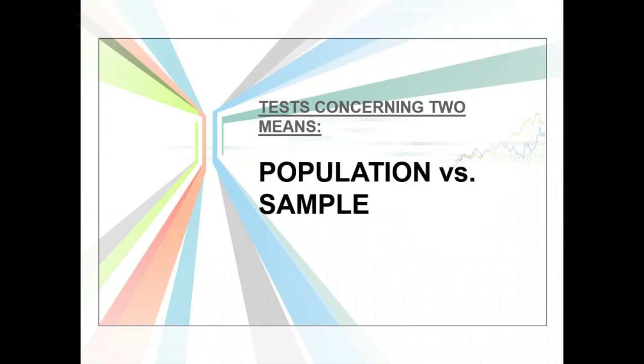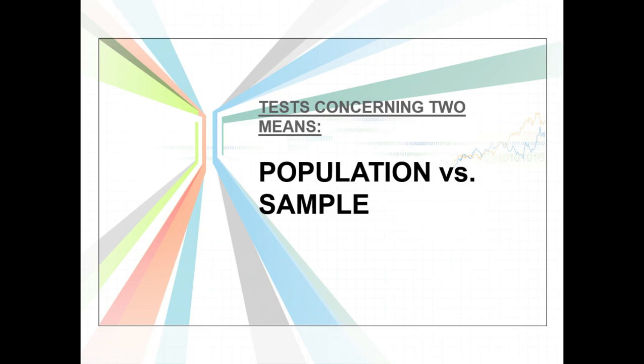Hello guys, so this video is the first of the series of our lectures on tests concerning two means. The series consists of three videos or three lectures. The first one is all about population versus sample. The second will be all about two independent groups. The third will be about correlated samples.